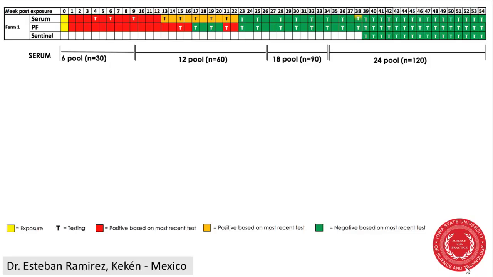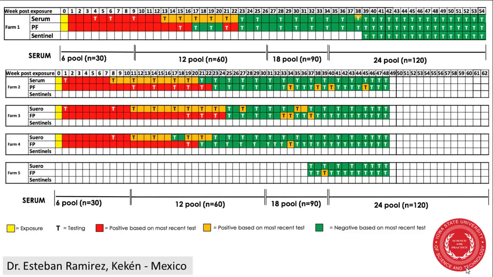Here's some more results from Dr. Esteban Ramirez from Quequén in Mexico, doing the same thing in a number of farms, testing processing fluids by PCR over time, and he has been observing the same trend as discussed in the previous farms. But one important thing he's doing differently is sampling also 90, sometimes 120 pigs due to wean piglets at weaning.